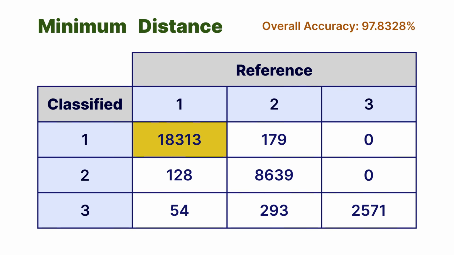18,313 pixels were correctly classified as Class 1. 8,639 pixels were correctly classified as Class 2, and 2,571 pixels were correctly classified as Class 3. There are 128 pixels that actually belong to Class 1 that were incorrectly classified as Class 2. While there are more misclassifications compared to the maximum likelihood results, the strong diagonal pattern still suggests good agreement.